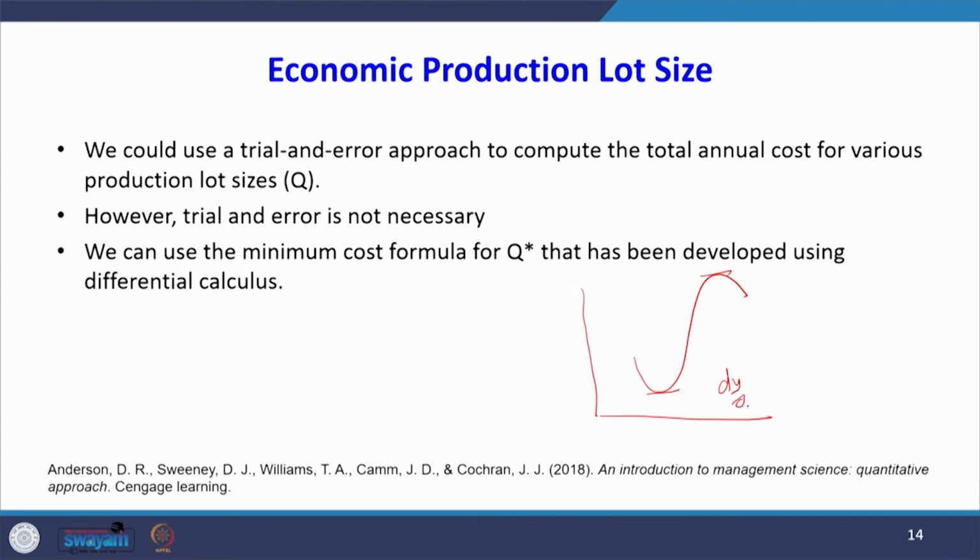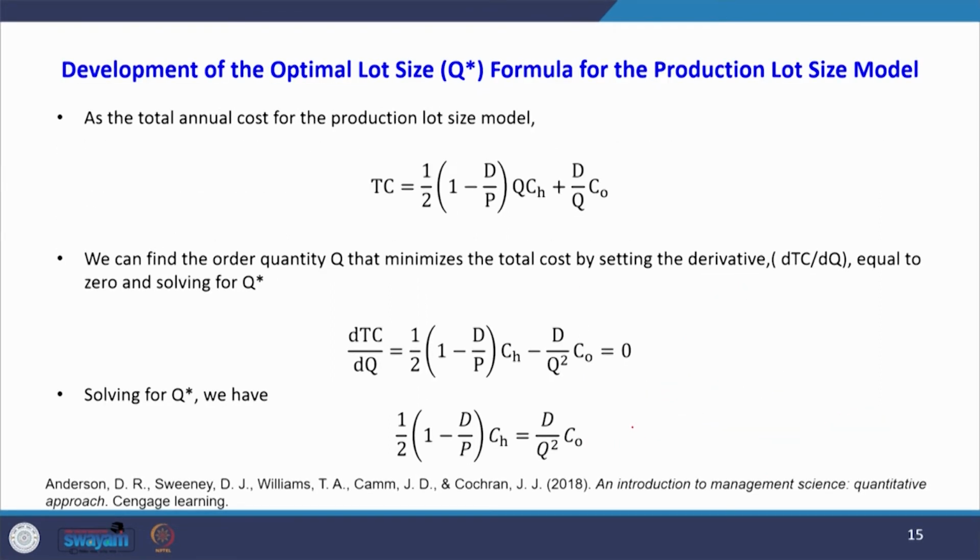dy by dx equal to 0, and d square y by dx square. If it is positive, that means the point after solving dy by dx equal to 0 is the minimum point. Okay, that is what we are going to do, but here we have the expression in terms of Q.